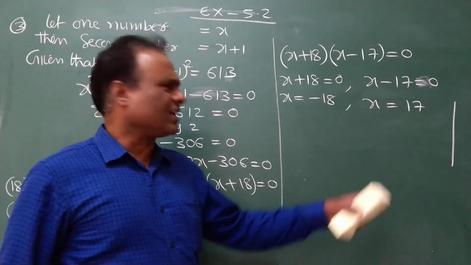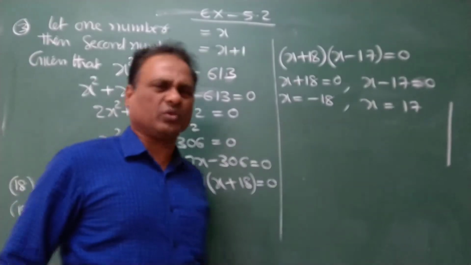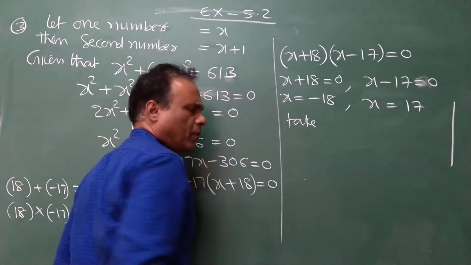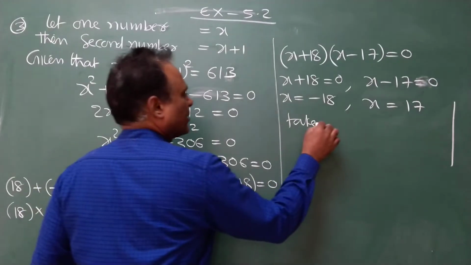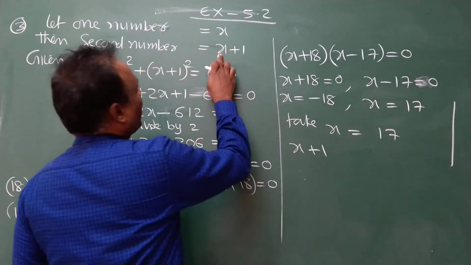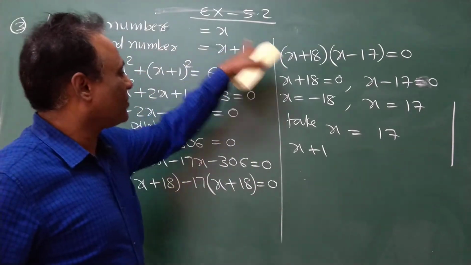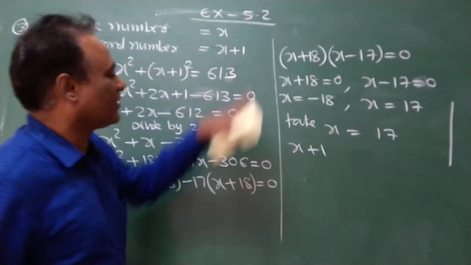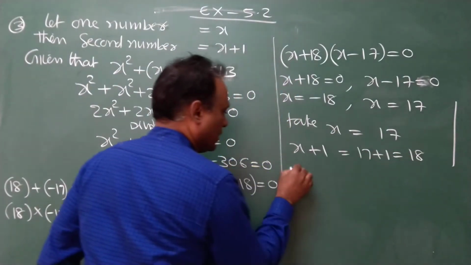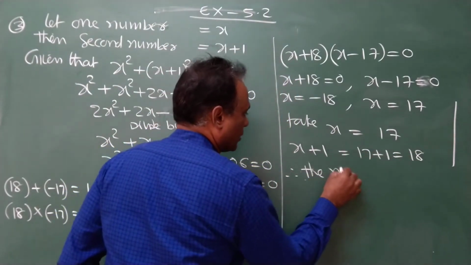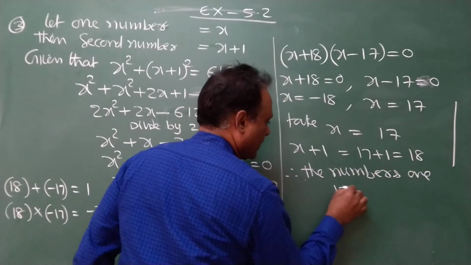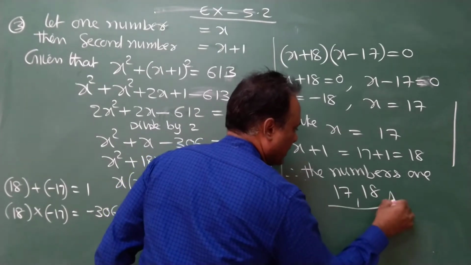It is given that they are positive integers, so take positive. In these two I am taking positive only because they are asked to take a positive number. So take x is equal to 17. What is the next number? x plus 1. First number is x, 17. Second number is x plus 1, 17 plus 1, 18. Therefore the numbers are 17 and 18. These are the numbers.